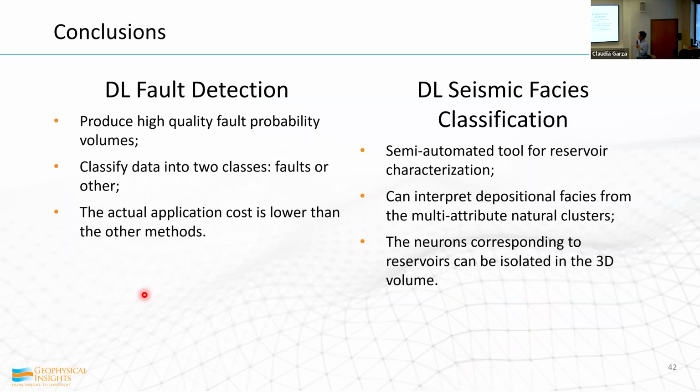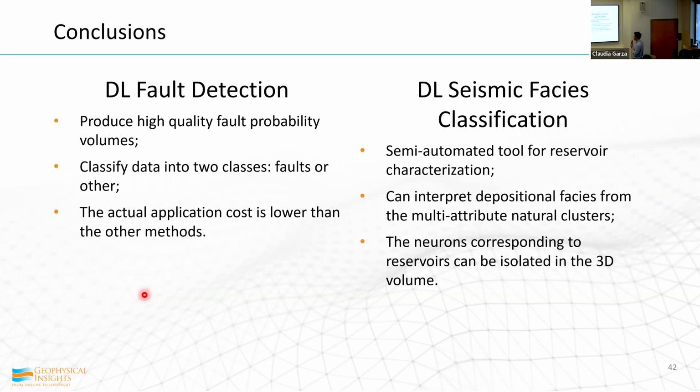Okay, so with these two tools, both deep learning convolutional neural network models, we can produce very high quality results. For fault detection, that means the fault probability. For facies, a high quality facies segmentation result. And fault is a binary issue, so fault detection just classifies the data into two classes, fault or others. But for facies, you may have a multi-class segmentation result.